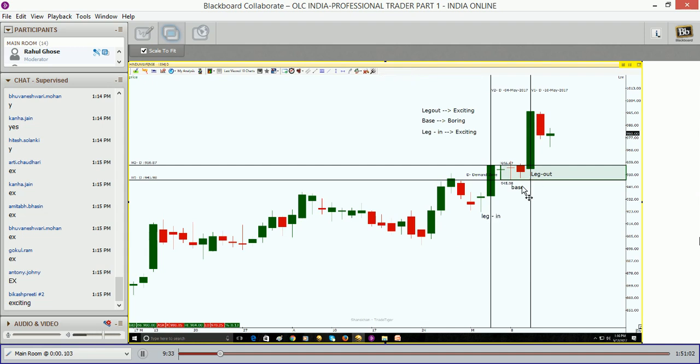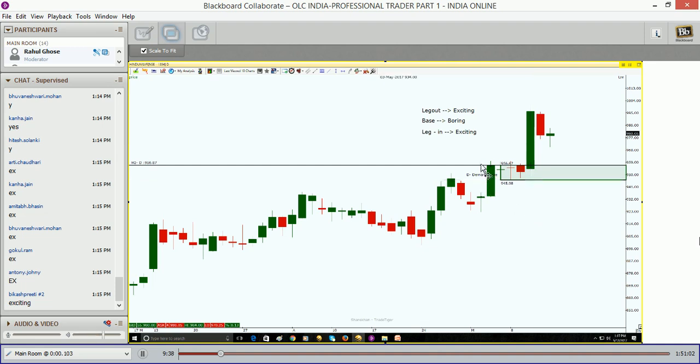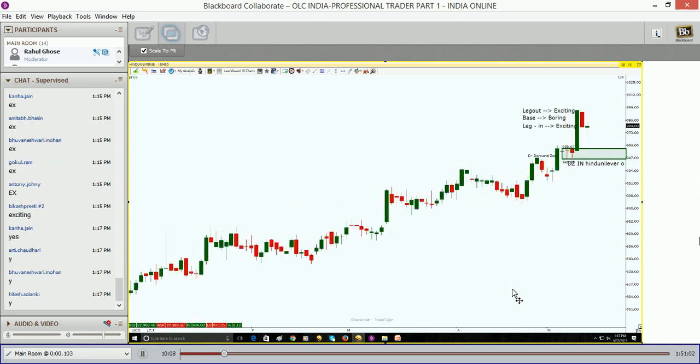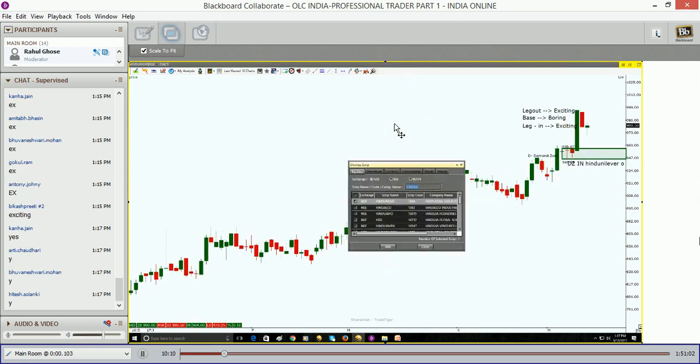Let me remove all these words and all these lines. This becomes my demand zone in Hindustan Unilever on the daily chart. Clear, everybody? Yes, no? Shall we look at another example? Okay, we are just in the first example. Let's look at another one.